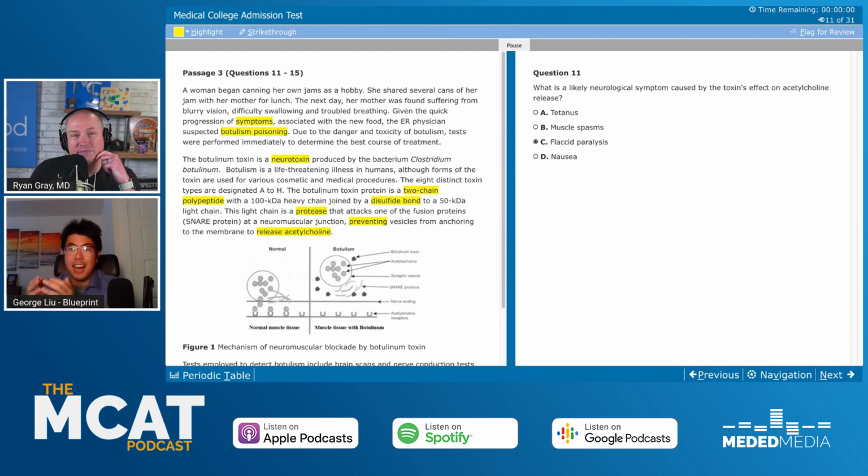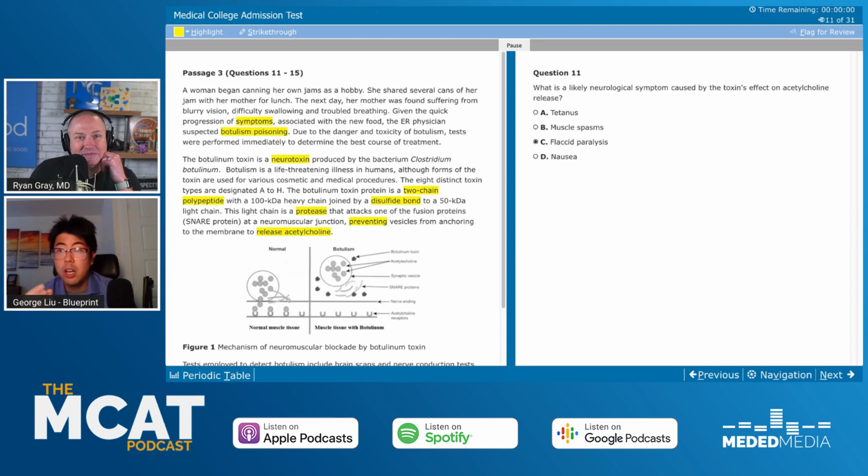I think one area that this question could be challenging for people is if you read the question too quickly. I think the first time I read this question is, what is a likely neurological symptom caused by acetylcholine release? In which case, acetylcholine release is actually associated with muscle contraction, muscle spasms. So I'm like, oh, we're flooding acetylcholine. It must be like tetanus or muscle spasms. But I'm like, wait, they can't both be true.